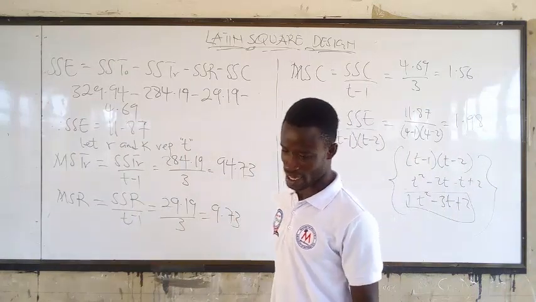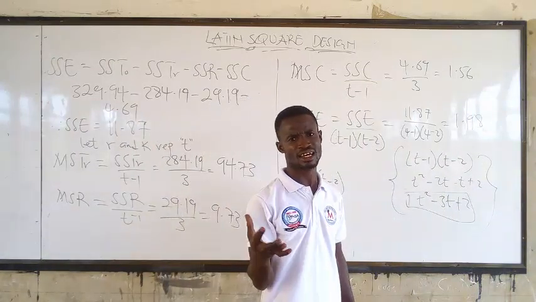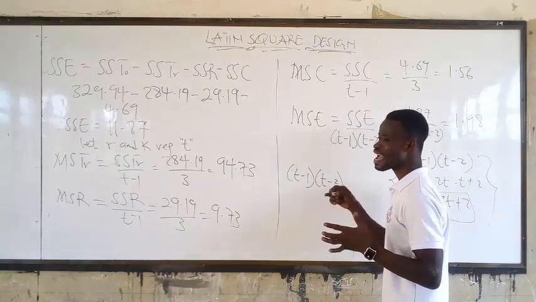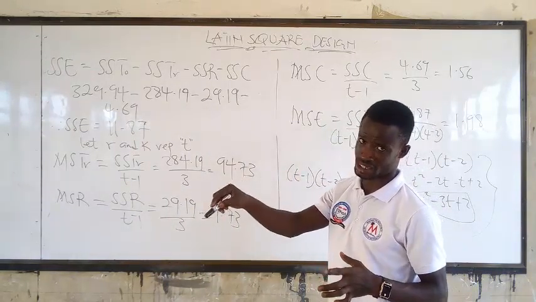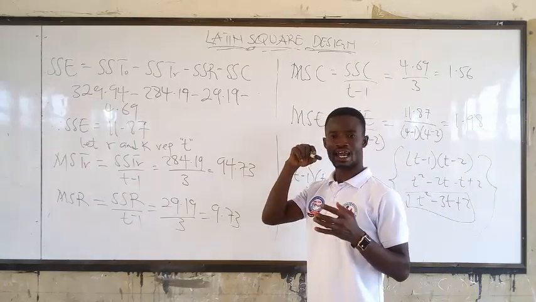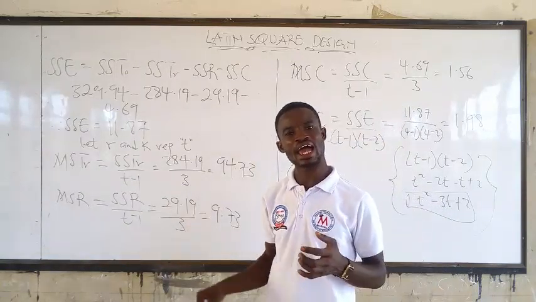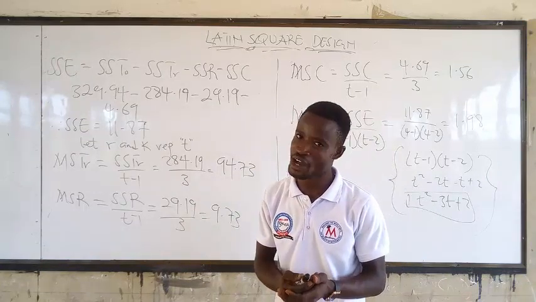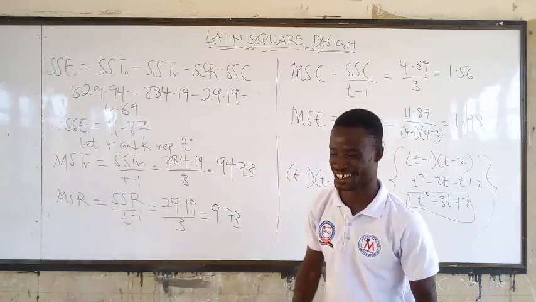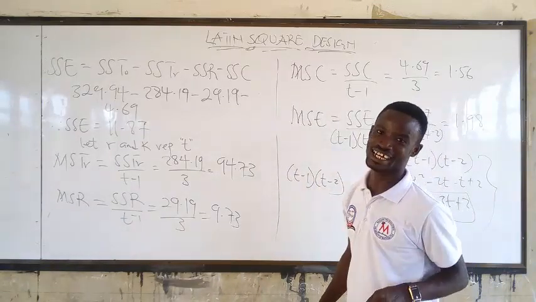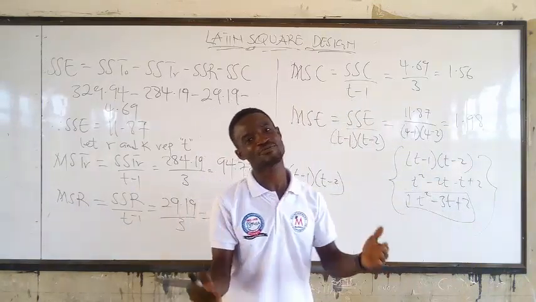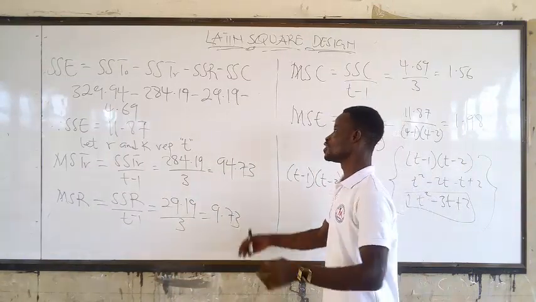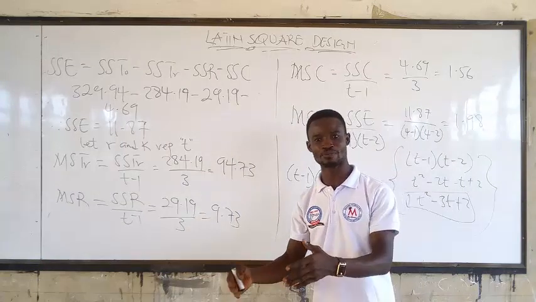F calculated, right? Now let's see the number of F calculated we are going to get here. You see that we have to find F calculated for the treatment, then F calculated for the row and F calculated for the column. That is why in finding the F calculated, we divide by the mean square of the error. So F calculated for treatment will be what?